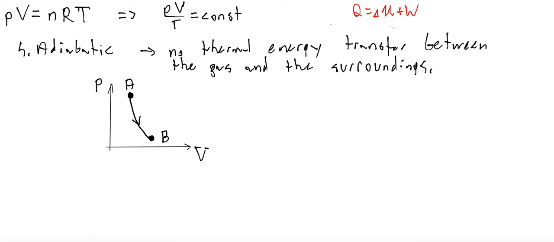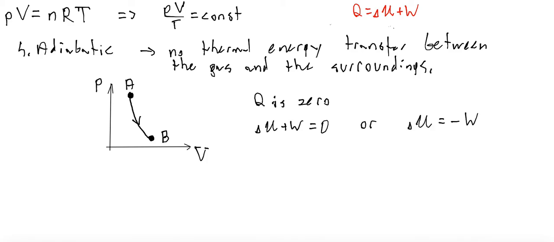Yes, so if definition of adiabatic changes that there is no thermal energy transfer between the gas and the surroundings, then we can write that Q is equal to 0. If Q is 0, then we can write that delta U plus W is equal to 0, or delta U is equal to minus W.